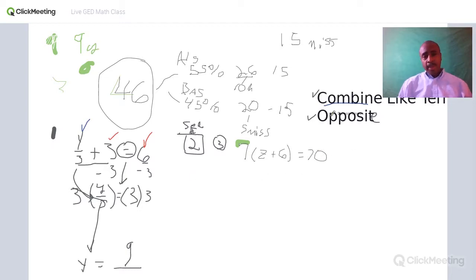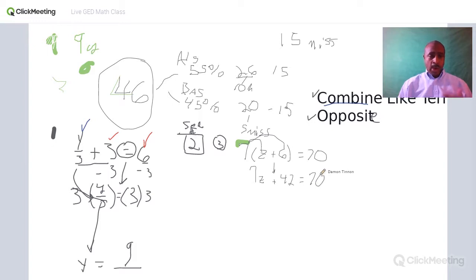Now, before we combine like terms or do the opposite, in this case, we have to distribute this out. I mean simply multiply 7 times z and 7 times 6, and we respect the operation of addition. So 7 times z gives us 7z plus, and that just drops down there. 7 times 6 is 42. And then that equals 70.